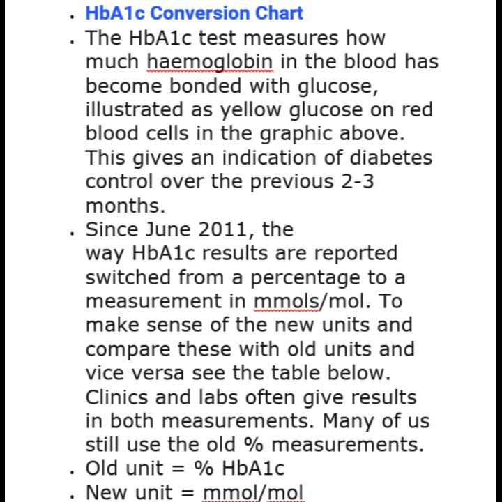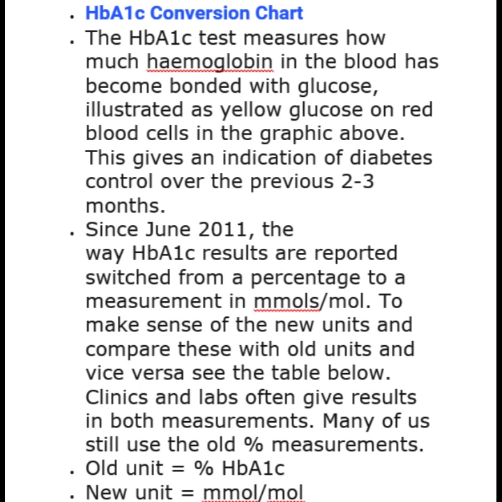HbA1c conversion chart. The HbA1c test measures how much hemoglobin in the blood has become bonded with glucose, illustrated as yellow glucose on red blood cells in the graphic above. This gives an indication of diabetes control over the previous 2 to 3 months. Since June 2011, the way HbA1c results are reported switched from a percentage to a measurement in mmol/mol. To make sense of the new units and compare these with old units and vice versa, see the table below.